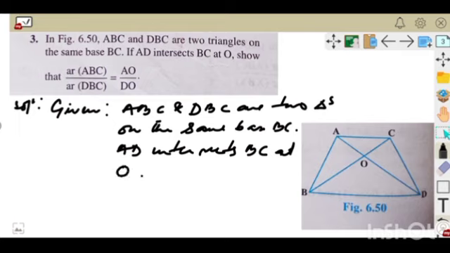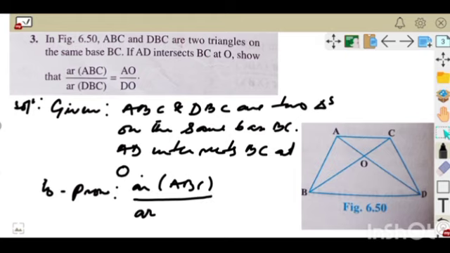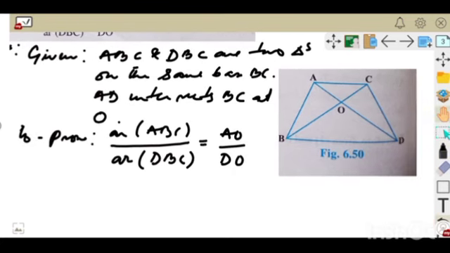And next, what do we have to write? We have to write to prove. We have to prove that area of triangle ABC by area of triangle DBC is AO by DO. This is what we're going to prove. Next we have construction. So how are we going to construct? Let's see. I'll write here construction.